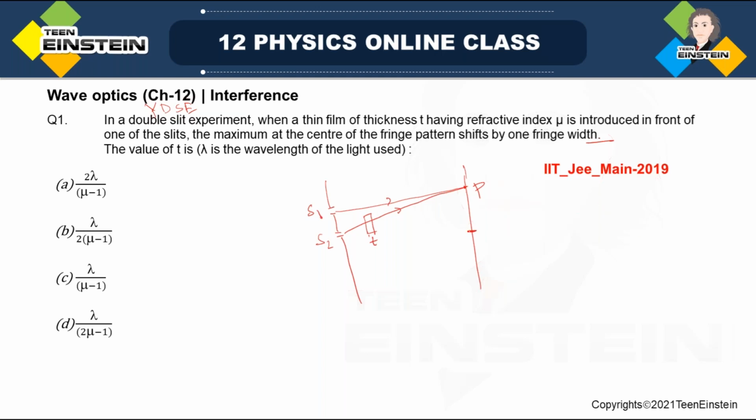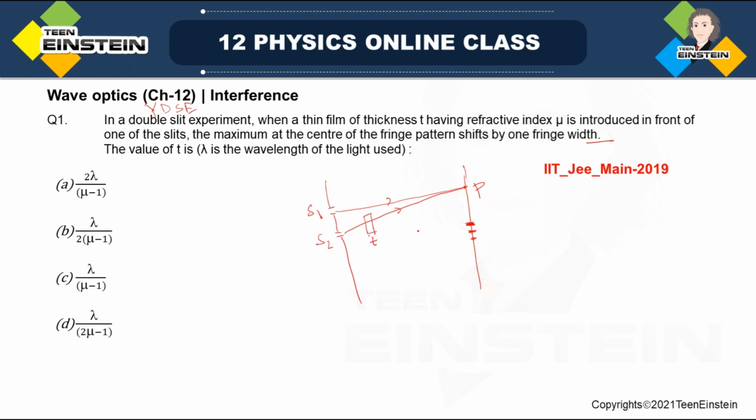Suppose the central fringe was here. Now the pattern will be shifted by one fringe width, that means one order shift. So if the first order was here earlier and the central pattern was here, now this first order will come here and the central pattern will go here, because this will be the central pattern. And this will be the first order pattern and this will be the second order pattern. So one order shift will be there. You know how to solve this kind of problem. There are actually many problems I was seeing. In fact, we have 2 problems depending on this concept.